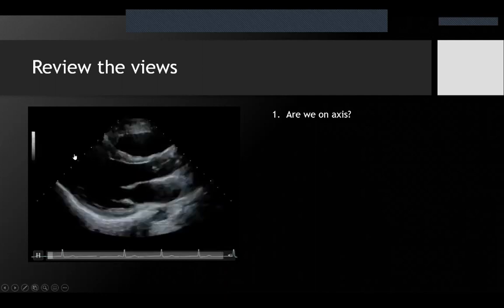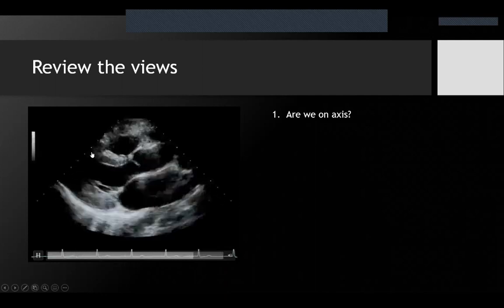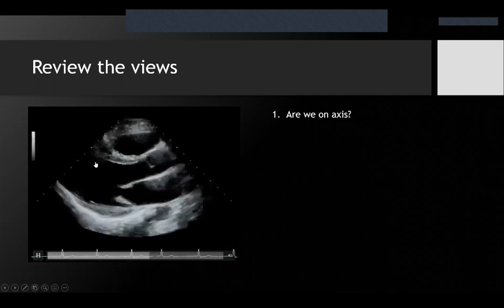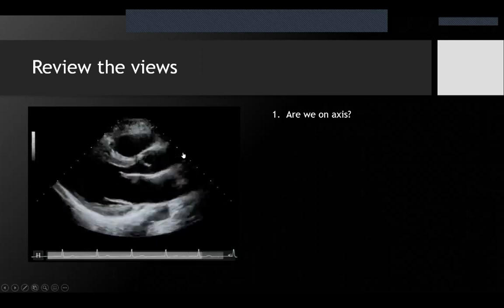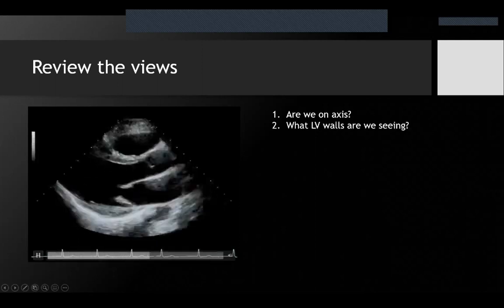And you're not seeing an apex, which is important, because if you are seeing an apex, you're probably foreshortened and actually seeing lateral walls that are just coming together because you're at an oblique angle. And so the first question you ask yourself is, are we on axis? The answer is yes. So the next question is, what are you seeing?